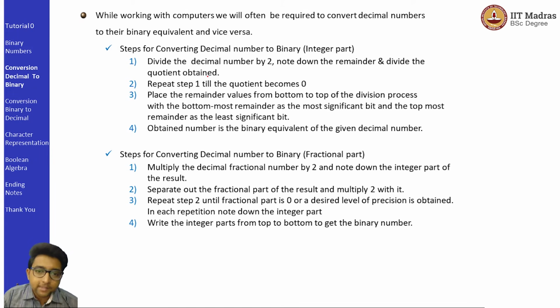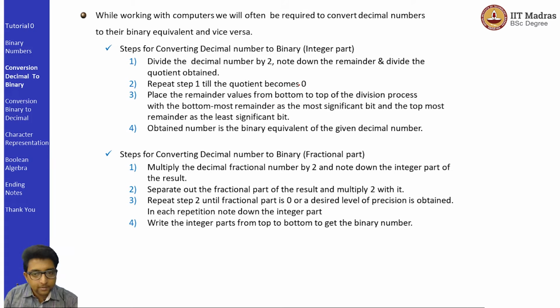The first step is to divide the decimal number that has been given to you by 2. Note down the remainder and divide the quotient obtained by 2 again. Here it says repeat step 1 till the quotient becomes 0. So you divide the number by 2 and note down the remainder, and repeat this process until the quotient becomes 0, right?